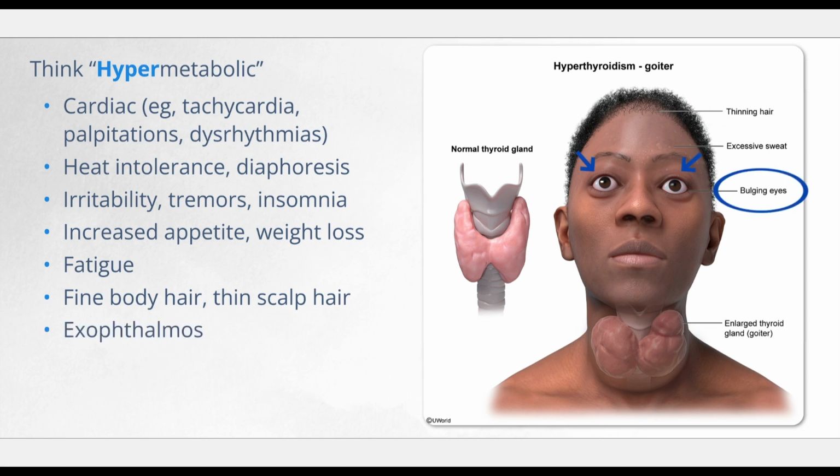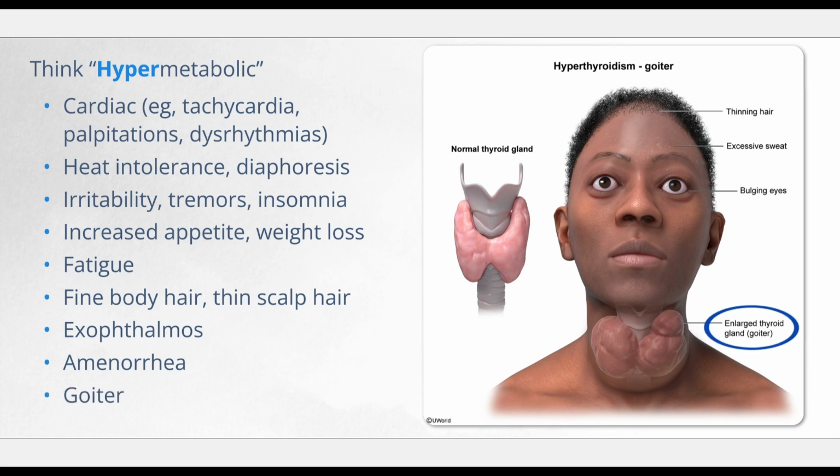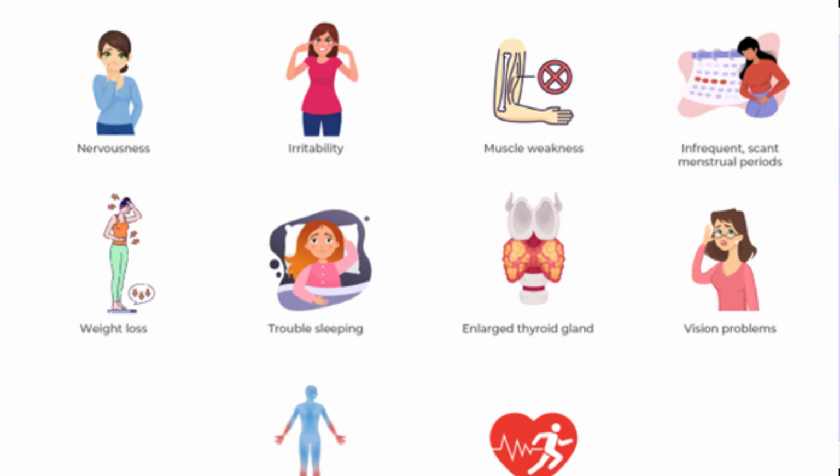Exophthalmos, or protrusion of the eyes as depicted in the image, is also possible. And female clients may experience lighter than normal flow during menstruation, or they may stop menstruating altogether. A goiter, or an abnormal growth of the thyroid gland, can also be seen in many clients with hyperthyroidism. All these signs and symptoms are clinical manifestations of overactivity or stress.